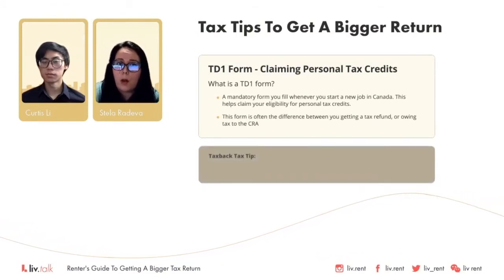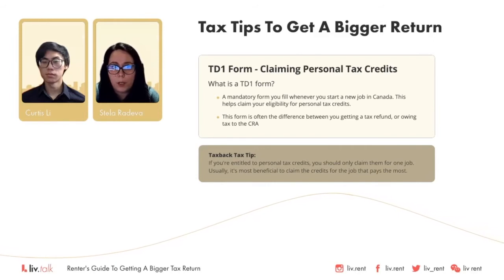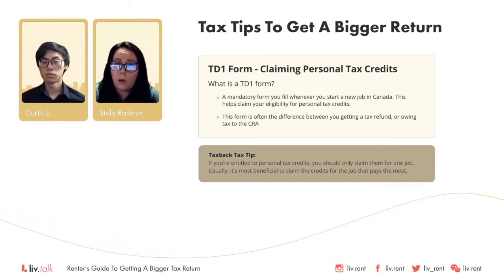This is a form used to calculate the amount of income tax that would be deducted or withheld from your employment or pension income. And this form must be completed by new employees every time you start a job in Canada. Like we said before, there is a tax-free allowance in Canada, or personal tax credit, which allows you to earn up to 14,398 Canadian dollars tax-free. And your eligibility for a personal tax credit is calculated on this form, the TD1 form.